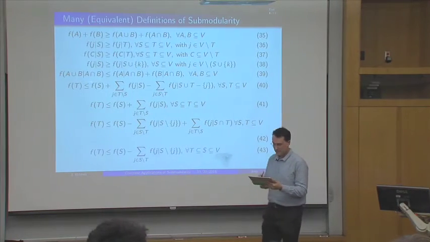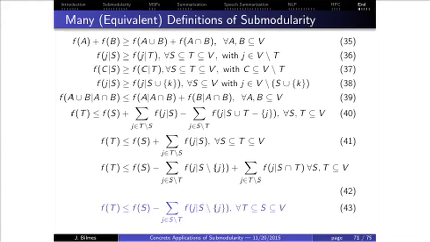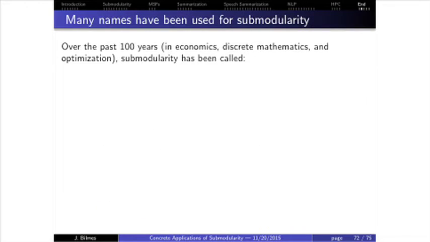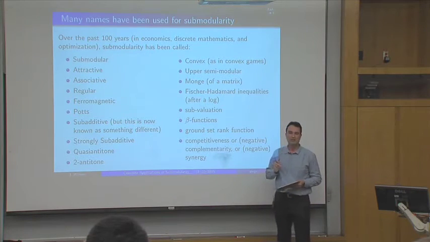I just want to say that there are many, many definitions of submodular functions. Each one of these equations being true would equivalently define a submodular function. Over the past 100 years, submodularity has been repeatedly and independently discovered many times, each time with a different name. You might find submodular functions called submodular, attractive, associative, regular, ferromagnetic, Potts, subadditive, strongly subadditive, quasi-antitone, two-antitone, convex, upper semi-modular, Monge, Fisher-Hadamard, subvaluations, beta, ground set rank, competitiveness, or negative synergy. All of those things have been used to define submodularity.